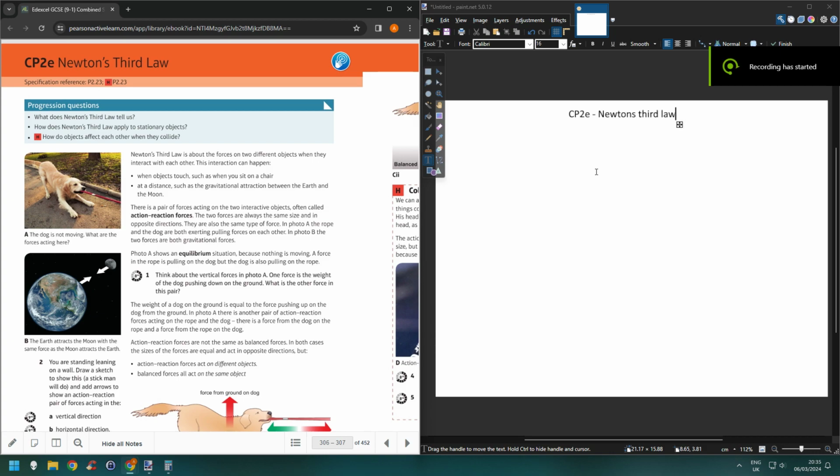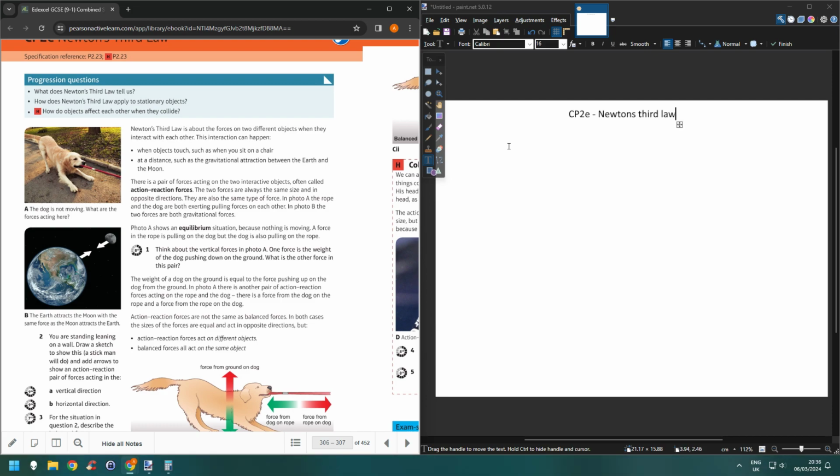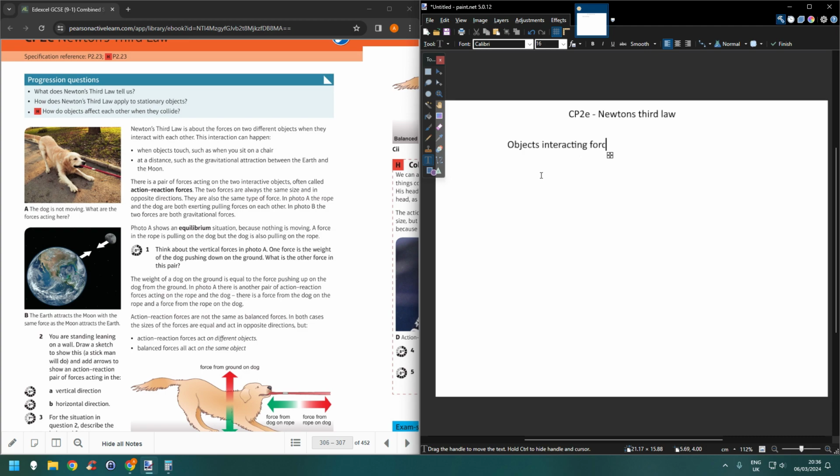It's time for Newton's third and, I hope, final law with CP2e. So let's dive right in with the definition. It's all about how the forces on two different objects act when they interact. Forces, object interactions. Objects interacting forces, how about that? Yes, objects interacting forces is how we'll define Newton's third law.